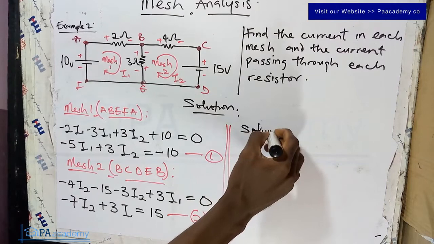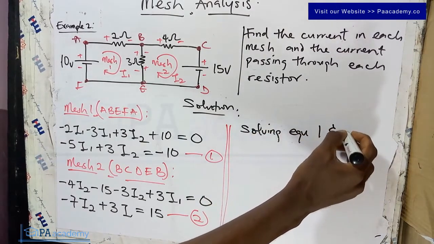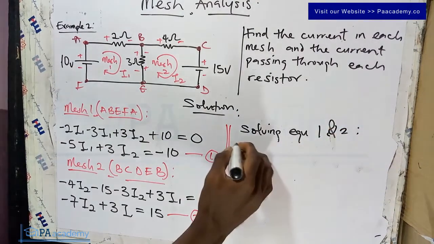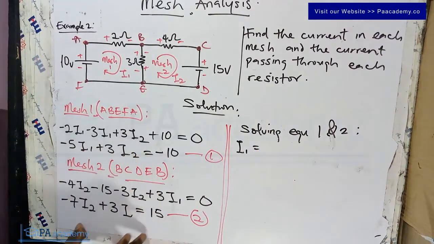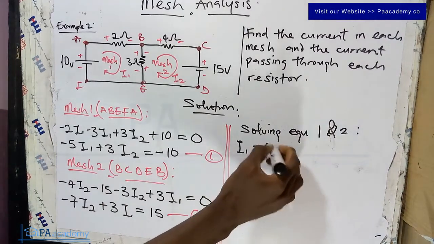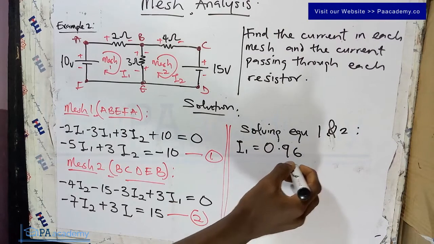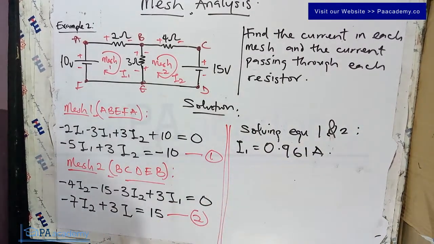Alright, so if we solve equation 1 and equation 2 simultaneously, we are going to have our equation 1. If you pick it and solve it with equation 2 simultaneously, I1 will give us 0.961 amperes. You can either use your calculator or solve it manually.